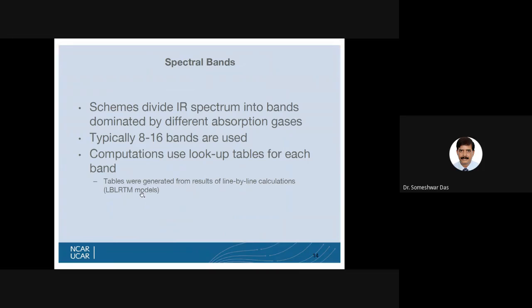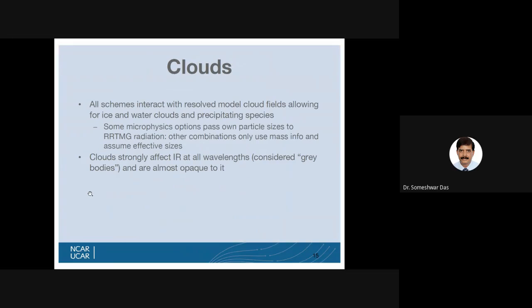Okay, so they are fixed things, and so they are stored in the table so that the model doesn't have to compute it every time we are running. Otherwise, it will take much more time because computing this radiative transfer model is quite a complex thing. Right? So since they are fixed, they are not going to change, so they are stored in the lookup table. Then about the clouds, all schemes interact with resolved model cloud fields, allowing for ice and water clouds and precipitation species. Some microphysics options pass their own particle sizes to RRTMG, okay, radiation, and it depends on what microphysics options you have chosen. Because all the microphysics we shall discuss later.